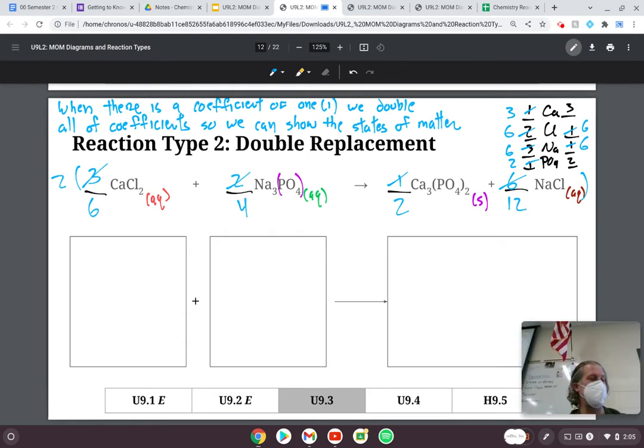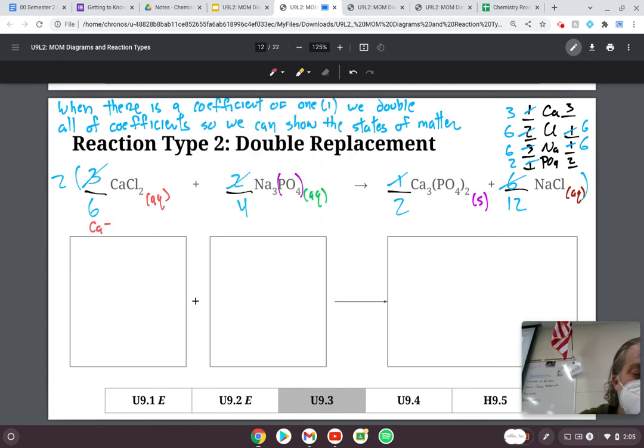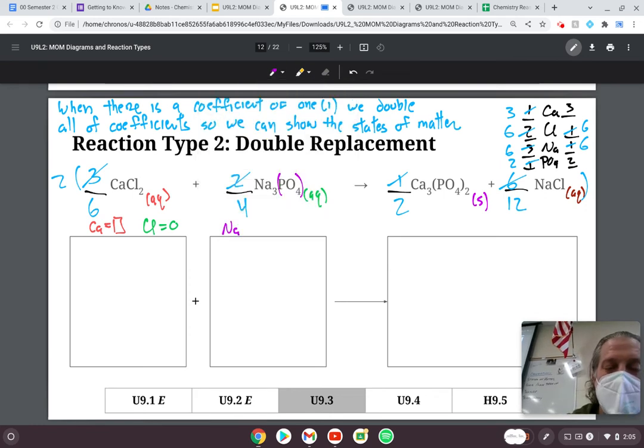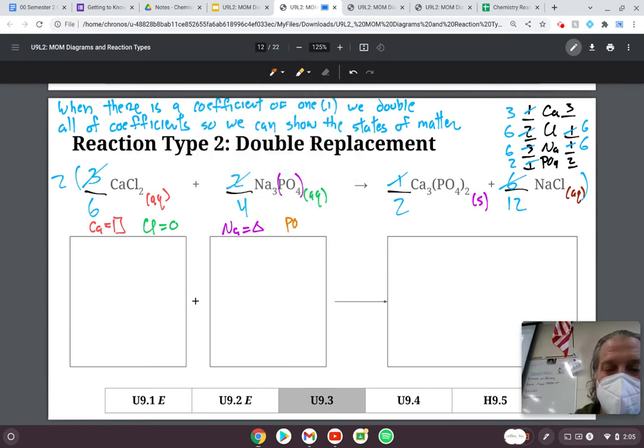And then the next thing I'm going to do is make a key for each of my atoms, right? So I'm going to say that calcium is going to be a square. I'm going to say that chlorine is going to be a circle. I'm going to say that sodium is going to be a triangle, and the phosphate, I'm going to give it a heart. Because why not?